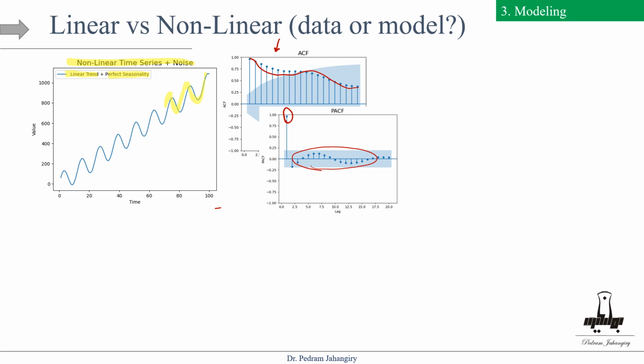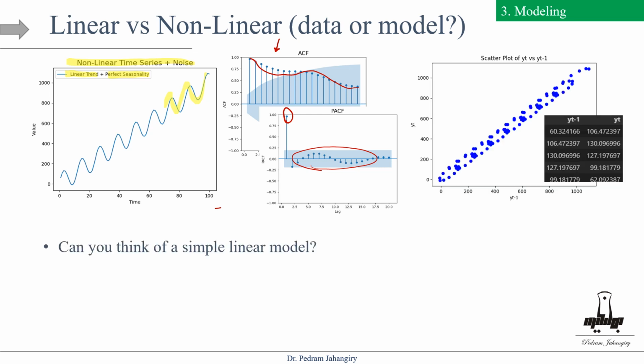And yeah, so here the question is, can you think of a simple linear model that can represent this nonlinear time series data, right? And just for your reference, I plotted yt versus yt minus 1. And as you can see, it seems that they're lining up, but not perfectly, right? There's this gap that regardless of the value of yt minus 1, you get different values for yt, right?